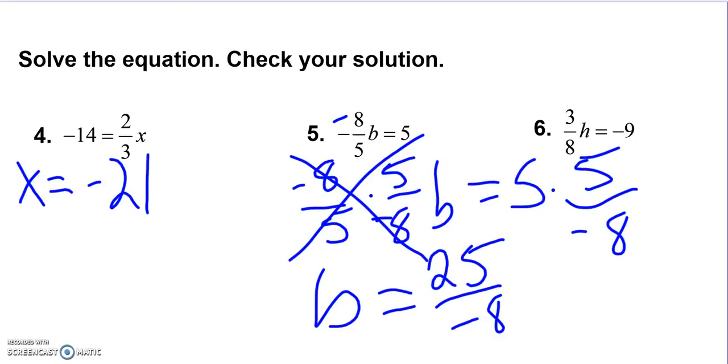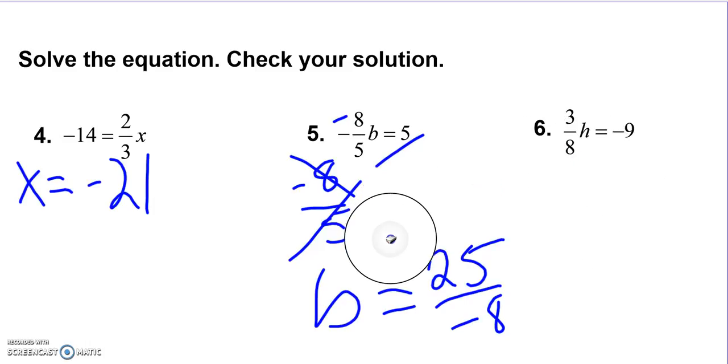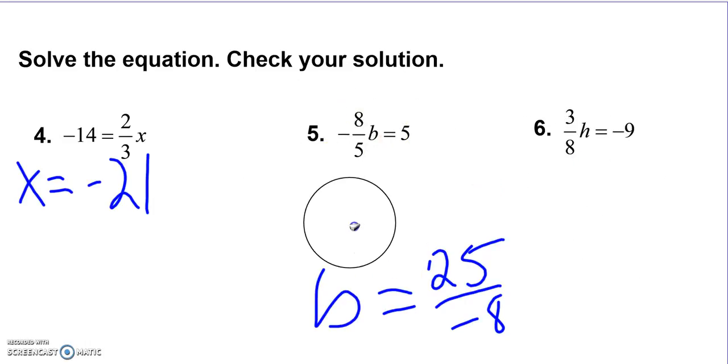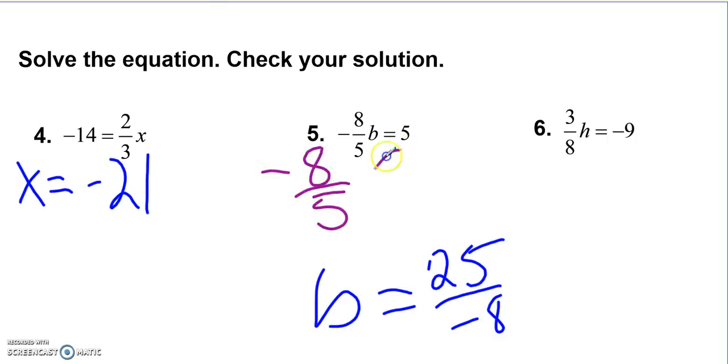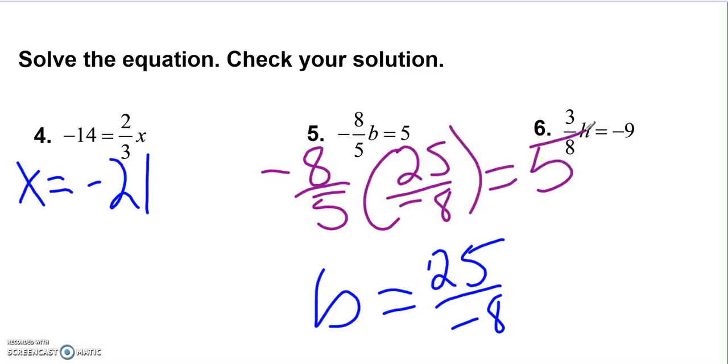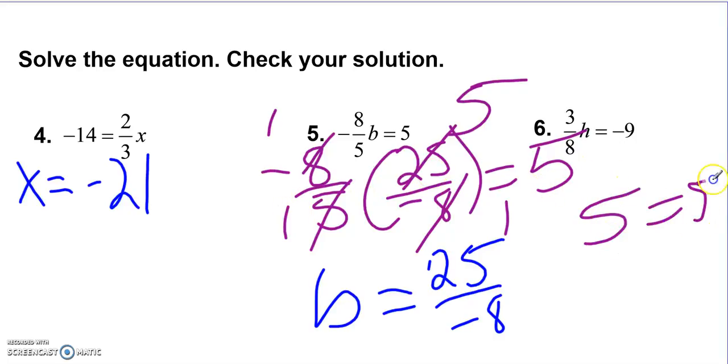Okay, and I'm going to erase this so I can see. Let me change my color. So that would be negative 8 over 5 times 25 over negative 8 equals 5. Simplify before multiplying, that's just 1 and 1, and this turns into 5, so that's 1 times 5 over 1, so 5 equals 5, that's correct, and so we got b is correct.